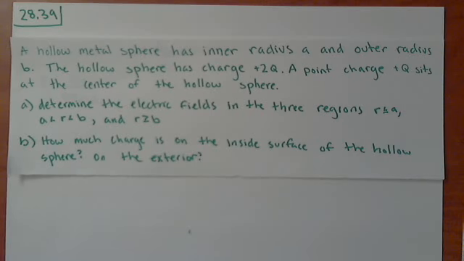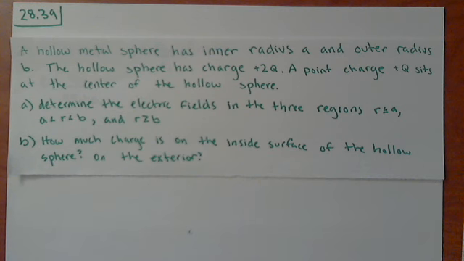We will be doing question 28.39. A hollow metal sphere has inner radius A and an outer radius B. The hollow sphere has a charge plus 2q. A point charge plus q sits at the center of the hollow sphere. Part A is to determine the electric fields in the three regions.